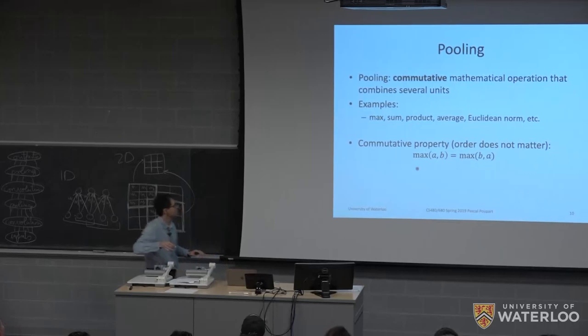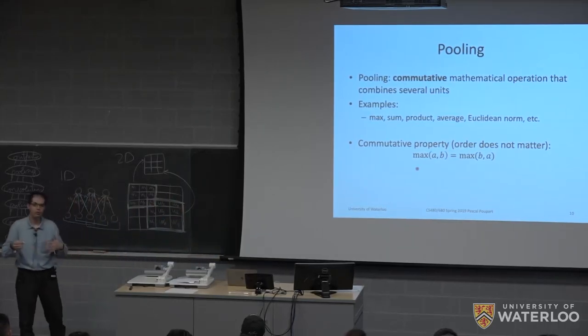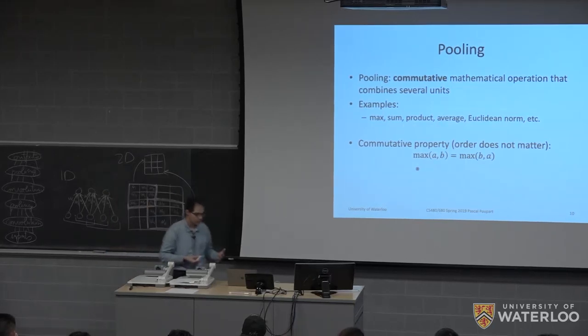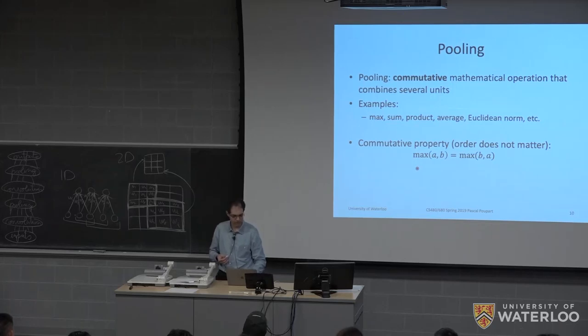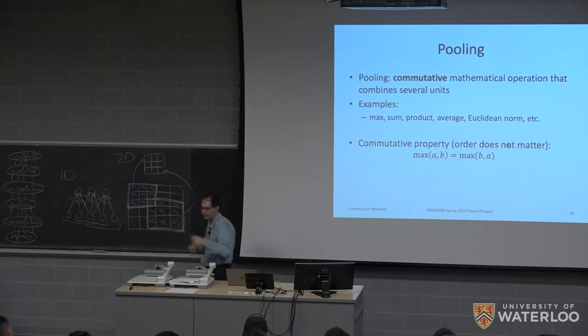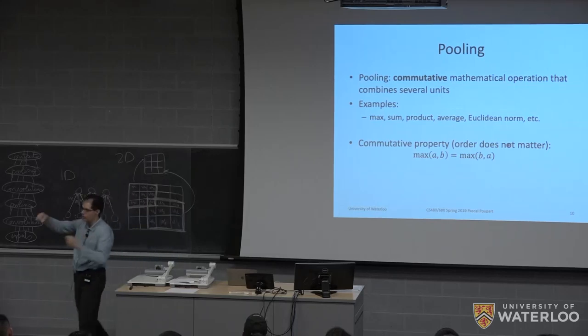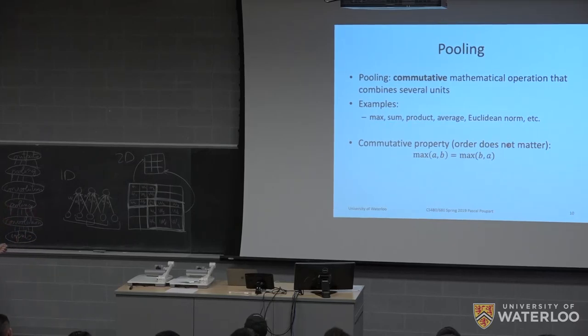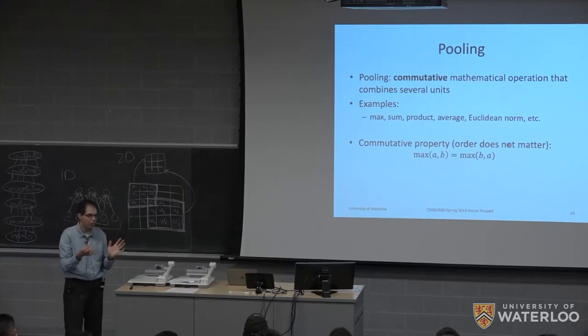Okay, so pooling corresponds to a commutative mathematical operation that combines several units. Examples of these commutative operations are max, sum, product, average, Euclidean norm, and many others. What they all have in common is that the order of the inputs does not matter. If I take the max of a bunch of inputs, I can change the order, and the max is still the same. Pooling is important in convolutional neural networks to essentially form some sort of local invariance.